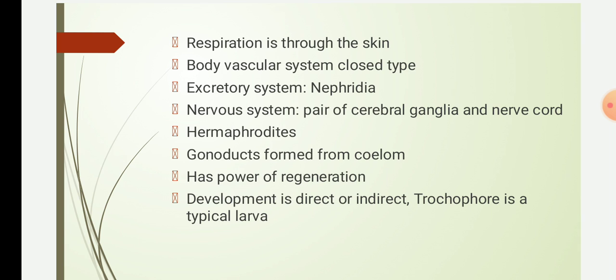The nervous system contains a pair of ganglia and a ventral nerve cord, which is ganglionated in each segment. Then reproduction: they are basically hermaphrodite, and a few are dioecious. The development is either direct or indirect. In the indirect, they show a trochophore larva, a typical common larval phase. So with this we have completed the general characteristics of the phylum Annelida. Thank you.